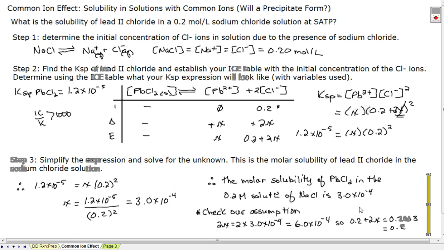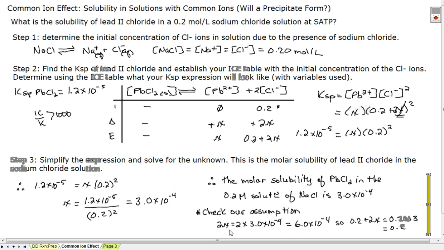So it's sort of like a Ksp value, but instead of it being for water, you could think of it as for a solution of table salt, sodium chloride, that has a specific concentration already. And what I did here at the bottom was we checked our assumption that we did before, that this change in our initial concentration wasn't going to be too much. So we're going to check it now that we've solved for x here and it's really small.